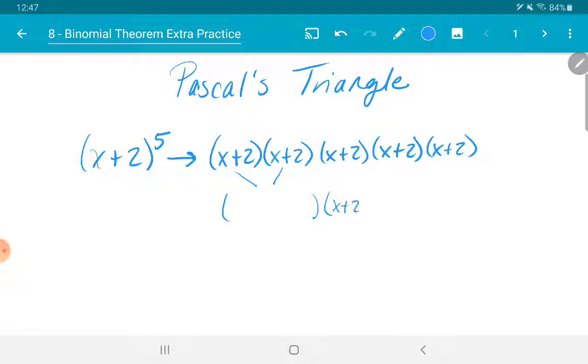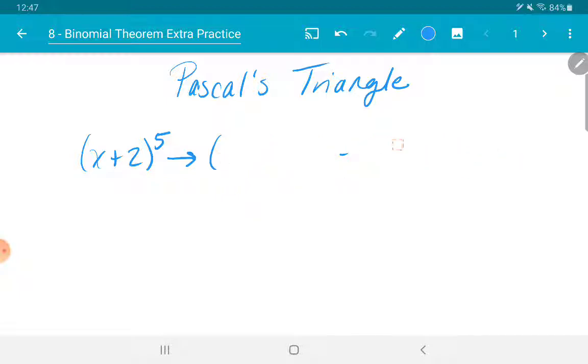Then we would multiply it by another x plus 2 and get our polynomial. And then multiply it by x plus 2 and get that polynomial and keep going. So that takes a long process. So we can do what's called binomial expansion through the binomial theorem. And it's still a little tedious, but it's quicker than having to multiply those binomials over and over and over again.